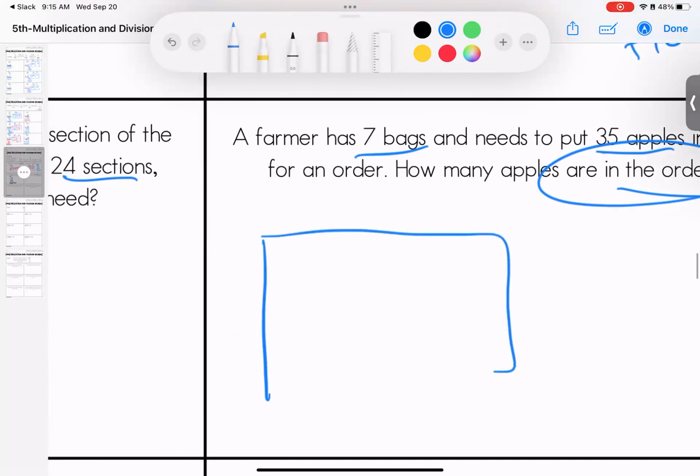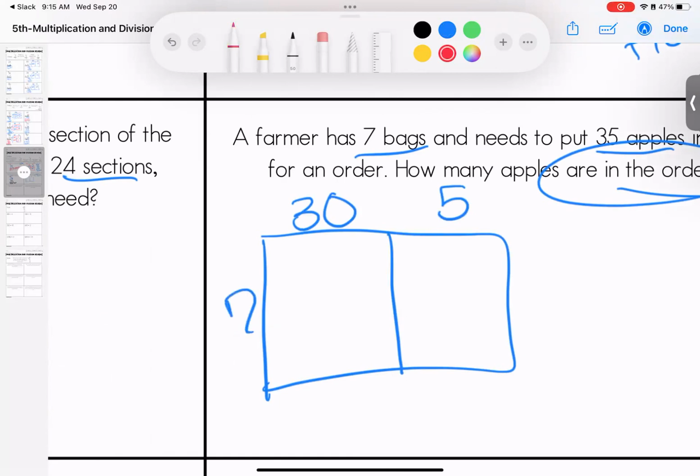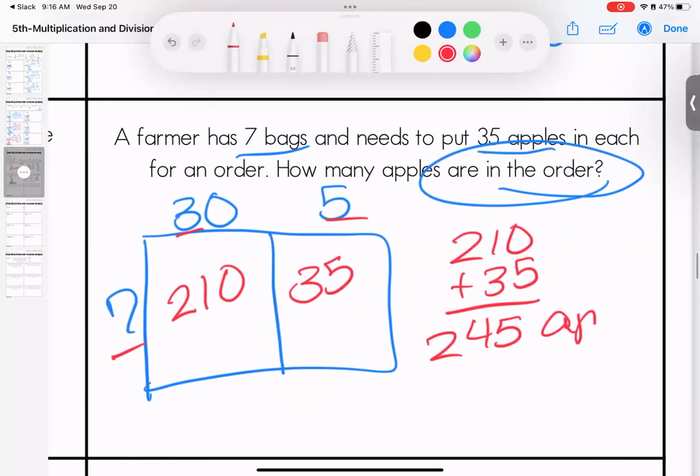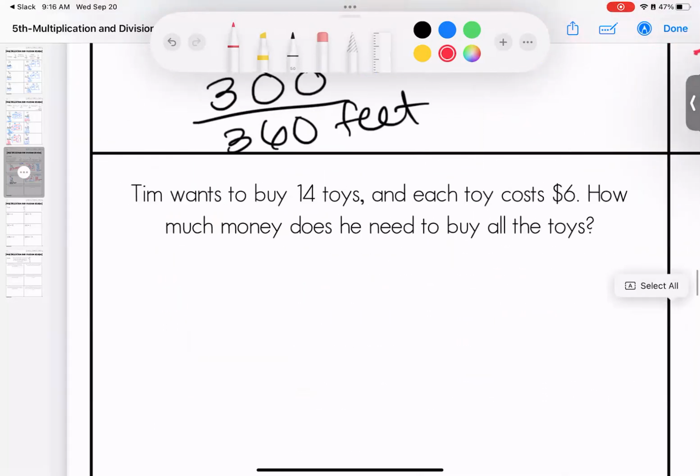We have 35 apples in each of the 7 bags. 7 times 3 is 21 with a 0. 7 times 5 is 35. I am going to have a total of 245 apples in this order. Down here to the last 2.